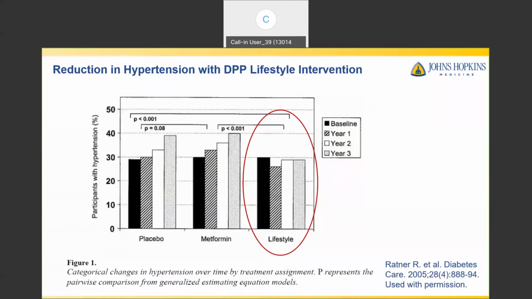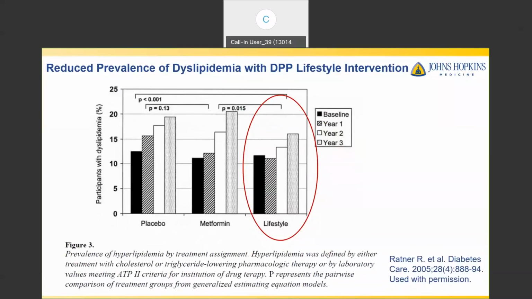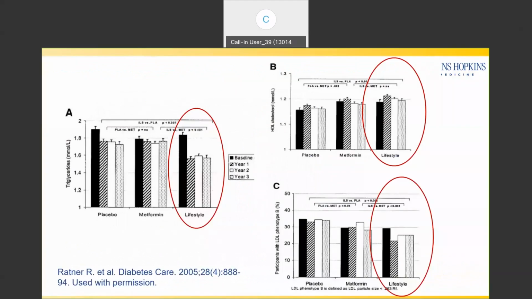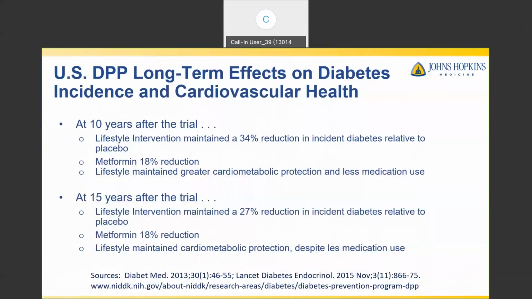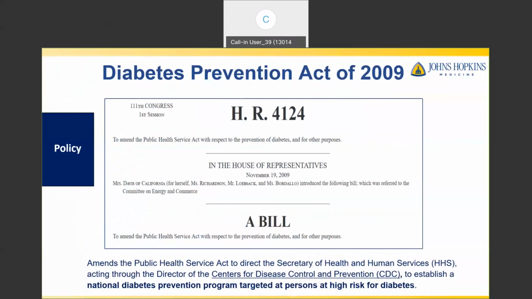Sometimes what's forgotten with DPP is that it also, via behavior change, improved these cardiovascular risk factors. It reduced hypertension and dyslipidemia. And this slide just shows the triglycerides, HDL, and LDL, all of which improved with lifestyle intervention. And so as healthcare systems are, for example, costing out the potential benefits over time of diabetes prevention, those cardiovascular risk factors are also important. Not only was it effective upon conclusion of the trial, but at 10 and at 15 years after the trial, of course, we've continued to see benefits in prevention or delay of type 2 diabetes.